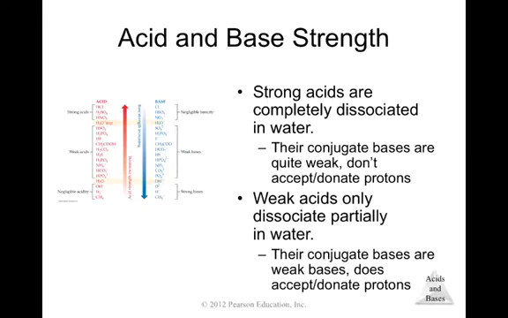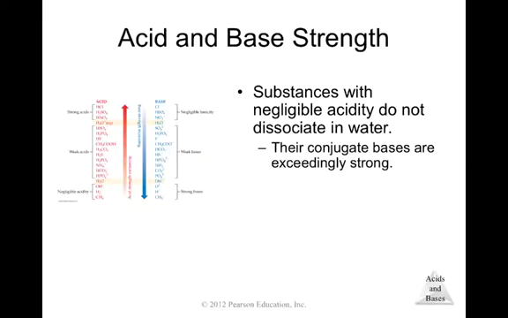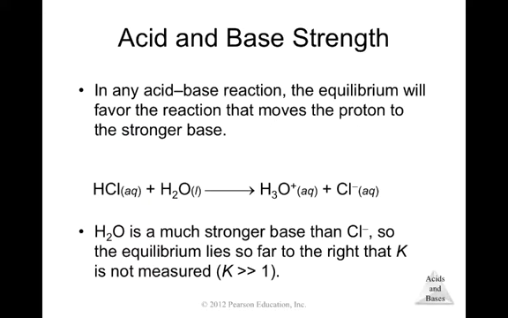Strong acids are something we've talked about before. These are acids that dissociate completely in water. Their conjugate bases are quite weak, so they don't really accept or donate protons, versus weak acids that only partially dissociate in water. In their case, the conjugate bases are stronger bases, and so they do still accept protons. If it doesn't really do anything to the acidity, that means it's not dissociating much in water. It means their conjugate bases are very strong. We'll talk about what that means in a second.